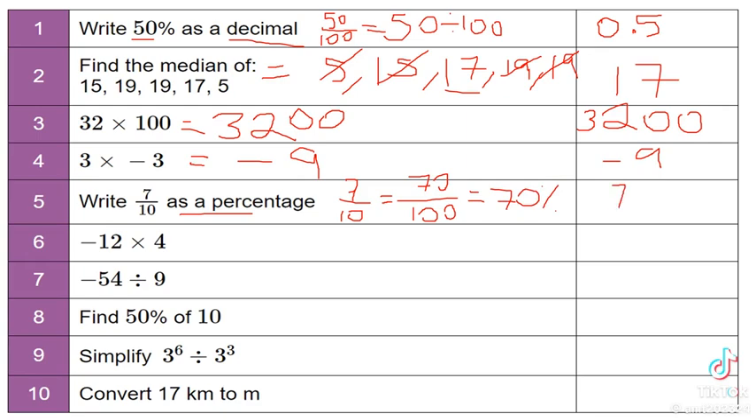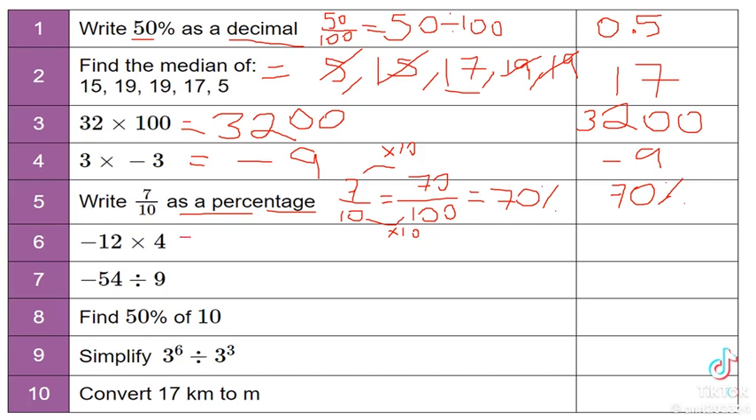Now there is more than one way of working it out. Another way that I can do is I can do 7 divided by 10, which is 0.7, and then times my answer by 100. But I think this way is quite a nice way. So I've multiplied top and bottom by 10 to change it into a fraction out of 100, because the word percent or percentage means out of 100. It means per 100.